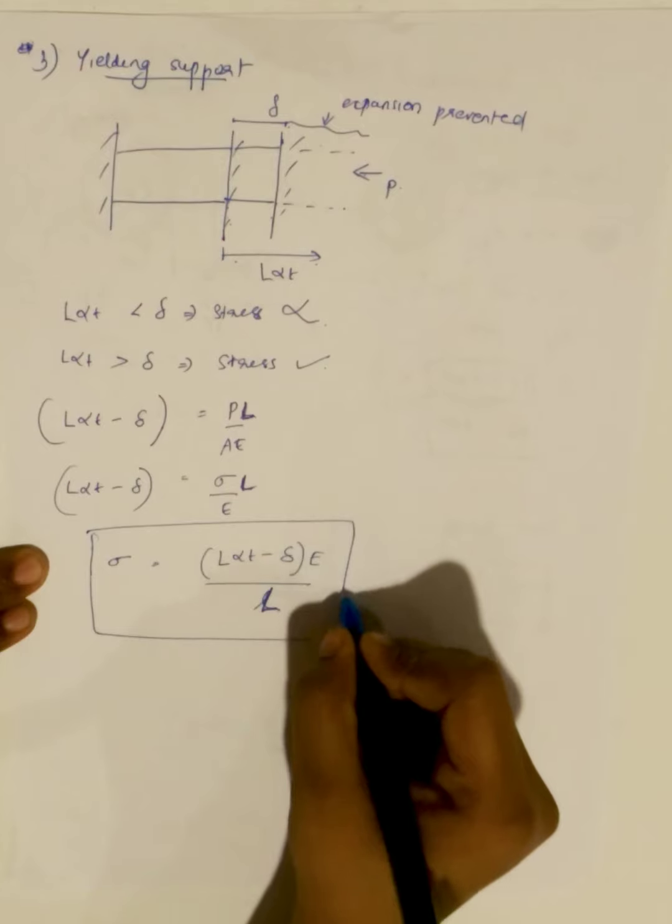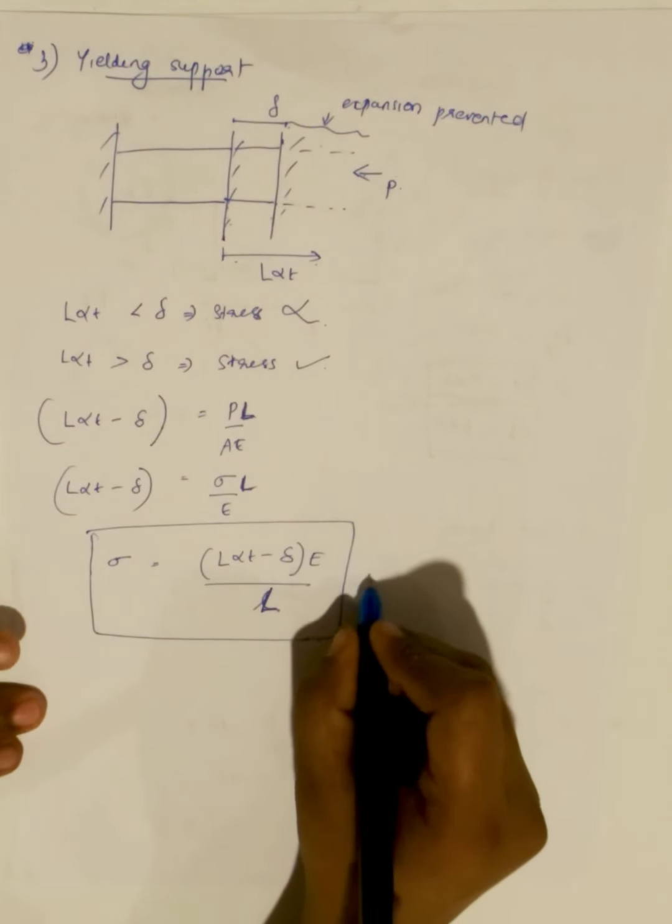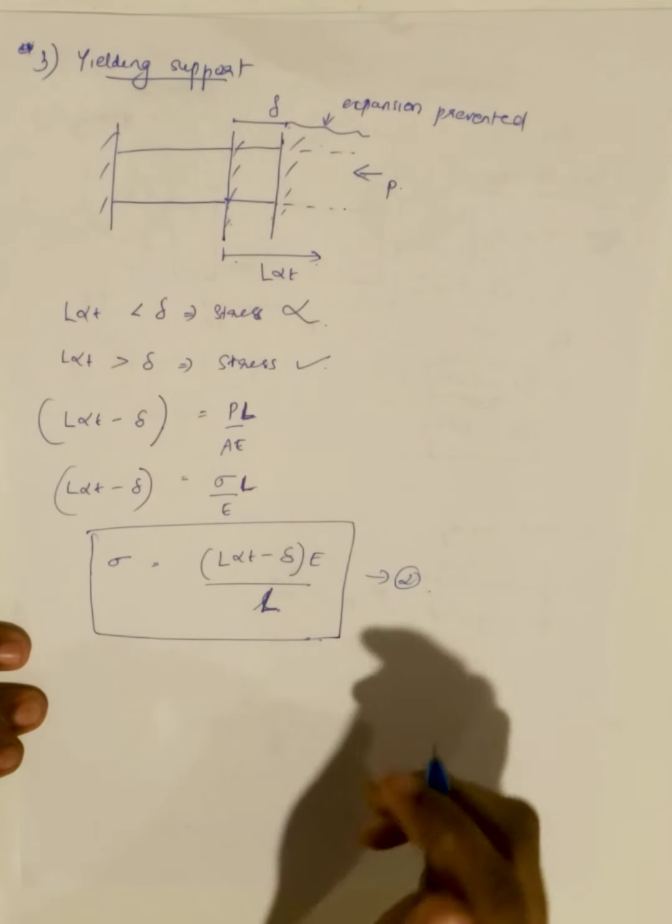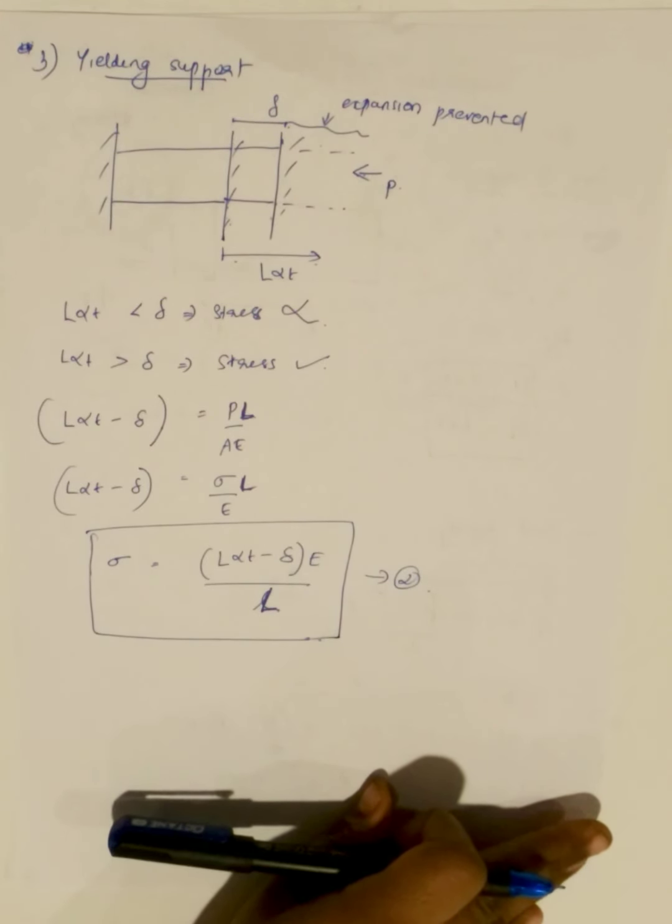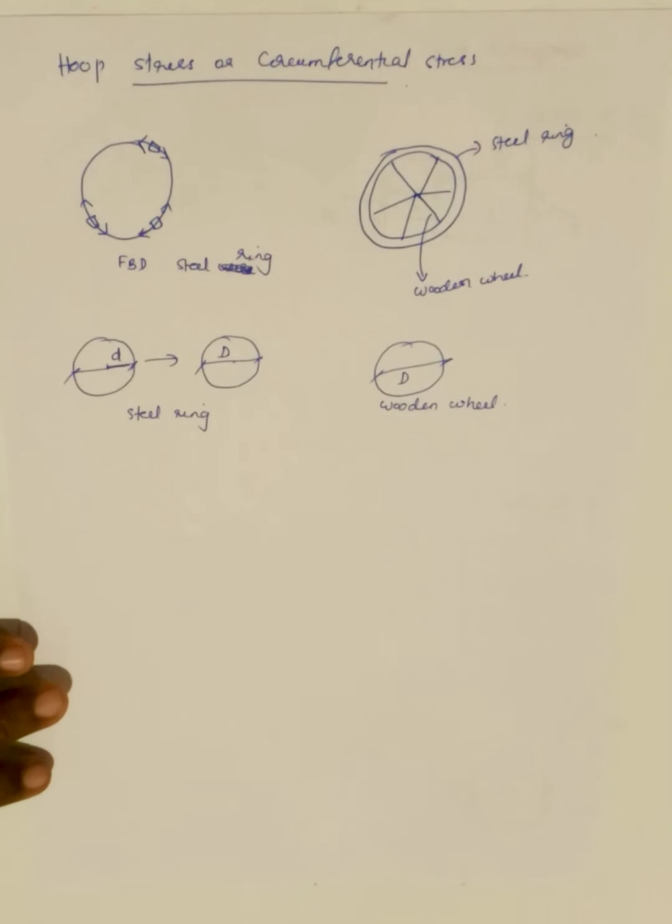Okay. You need not memorize this. Actually, if you study the concept, then everything will be clear. This is our second case, in the sense, the equation of stress. In the first case, we didn't have an equation of stress. Now, let us study hoop stress.